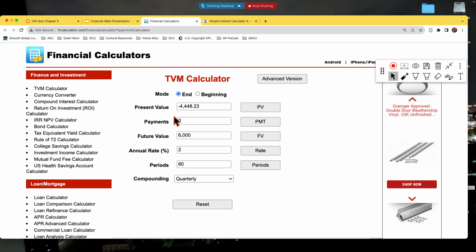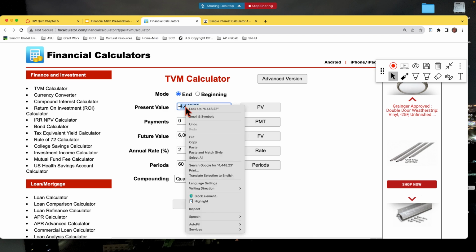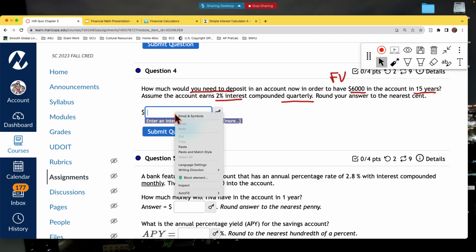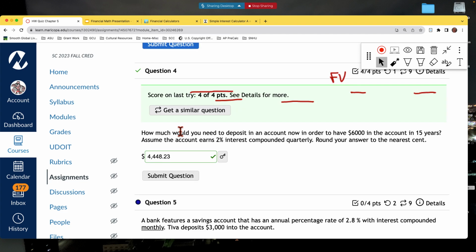And notice it's negative, because that's money that has to go away from us. We give that money to the bank. 15 years later, the bank gives us $6,000. Now, the thing is when we put this in, we don't want to put the negative. So when I copy this, I'm going to copy everything except the negative, because they want to know how much we put in. That's the amount of money we put in, but we don't put the negative. And again, it will always get it right.